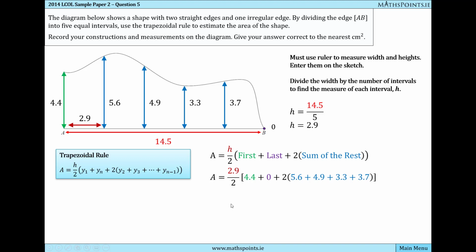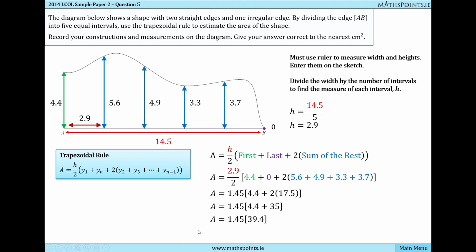2.9 divided by 2 is 1.45. 4.4 plus 0 is 4.4. And if I add up the sum of the rest of the heights, I get 17.5. I'm going to multiply 2 by 17.5 to give me 35. I'm going to add the 35 to the 4.4 to give me 39.4.